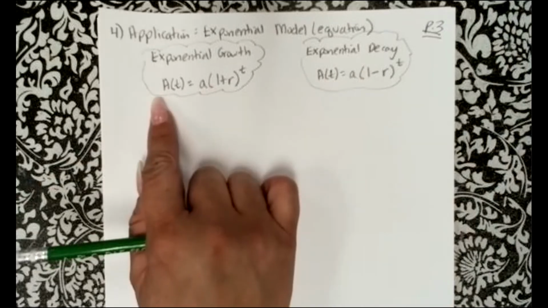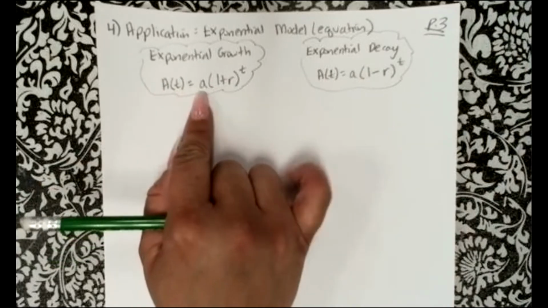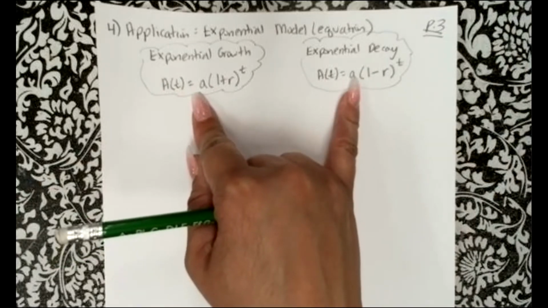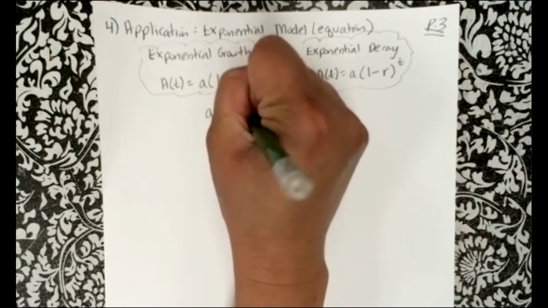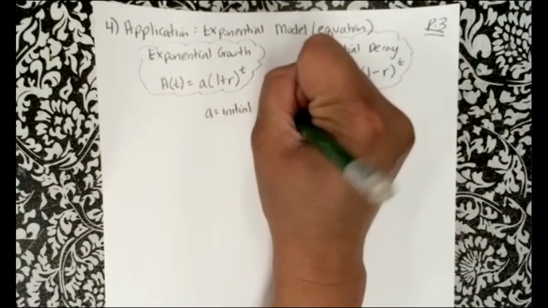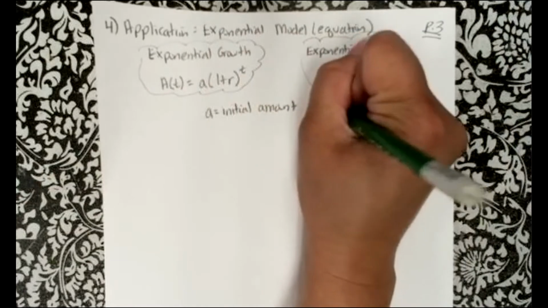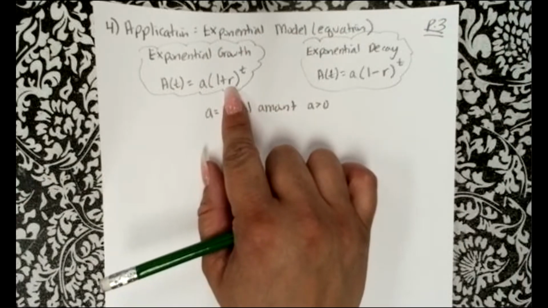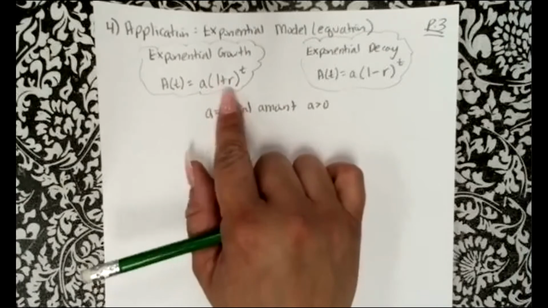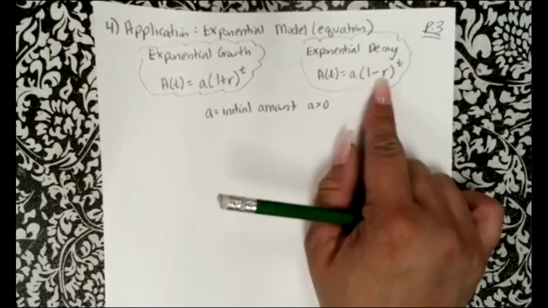Now, A(t) is going to be your final solution. The a is going to be your initial amount. How much are you starting with? Now, the a has to be greater than 0. The r is going to be your rate. The 1 plus or minus, that's going to be your growth or your decay or your base.